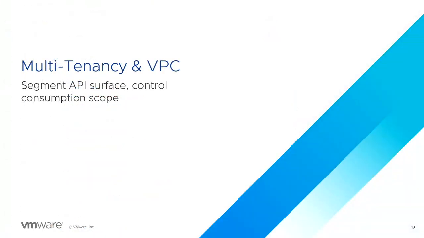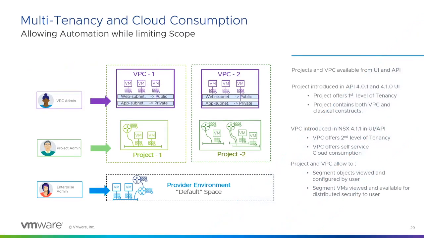So now let's talk about something which is brand new, which is multi-tenancy and the VPC. It's brand new, but available. It's not a vision or anything. Projects, which we're going to talk about, got released in 4.1.0, and VPC got released in 4.1.1. So what are those constructs and why are they interesting?